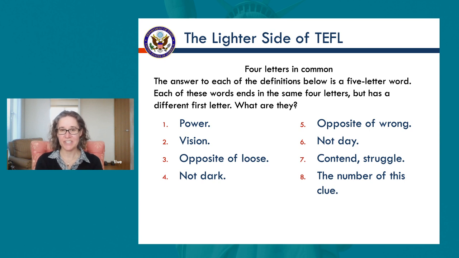Number two, vision, is sight. Number three, opposite of loose, is tight. Number four, not dark, is light. Number five, the opposite of wrong, is right. Number six, not day, is night. Number seven, contend, struggle, fight. And number eight, the number of this clue, 8.